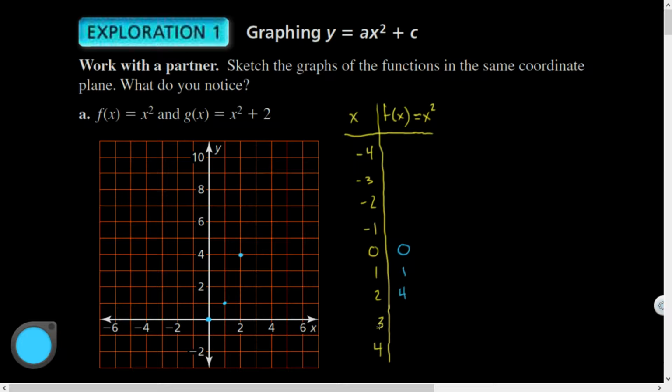Let's see, let's try 3. 3 squared is 9. 3 times 3 is 9. And actually, we won't go as far as 4. It won't fit on our graph. So over 3, up 9. Looks like it lands right there, right, Tyler?